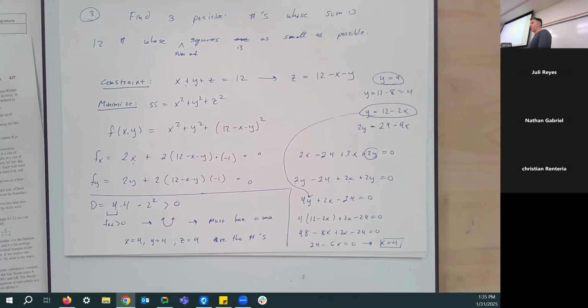Another way I could have asked this question would have been to say, what is the minimum sum of squares of three numbers that add to 12? And then the difference is, instead of telling you what the numbers are, 4, 4, and 4, you'd say, oh, the minimum sum of squares is 4 squared plus 4 squared plus 4 squared, which is 48.